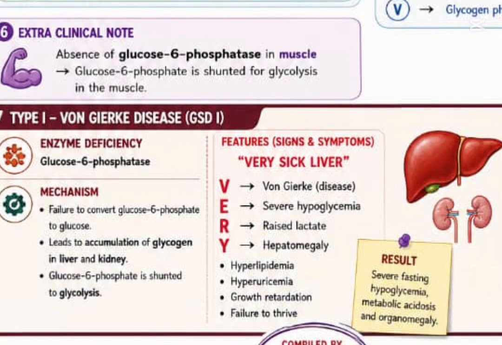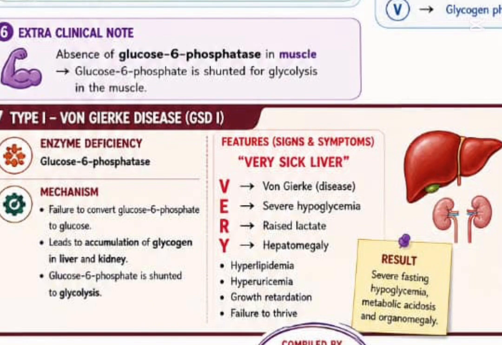So from the dihydroxyacetone phosphate, it will enter to form what we call TAG. So there will be hyperlipidemia. From glucose-6-phosphate, it will enter the HMP shunt. There will be hyperuricemia because now you'll be forming what we call DNA and RNA. You'll be forming AMP, GMP, all of those. So when you start forming them, they will now be forming uric acid, hyperuricemia. There will be retarded growth.